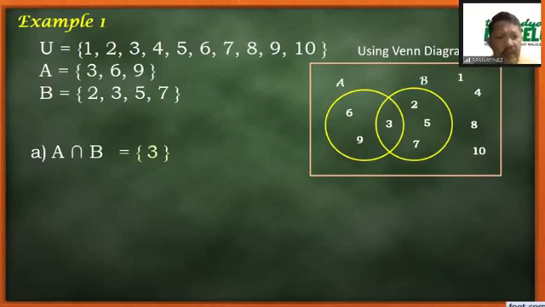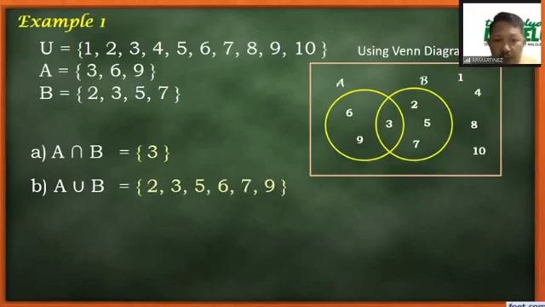Now, let us take the given problem. So, A intersection B, as you notice, we have 3. Okay? Again, when we say intersection, these are the common elements to both events. In this case, 3 is the common element of A and B. Then A union B. When we say A union B, these are the set of elements that are found in event A or B or both A and B. So with this, we have 2, 3, 5, 6, 7, and 9.